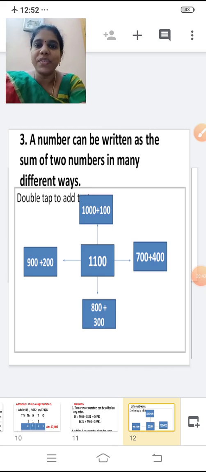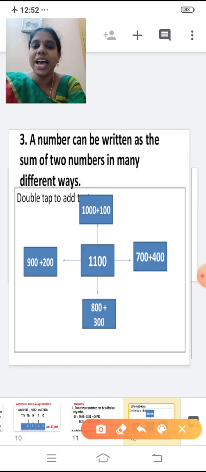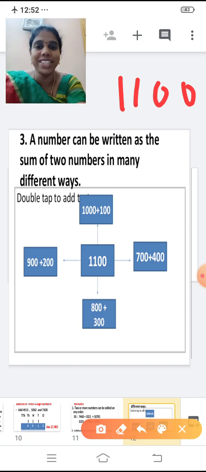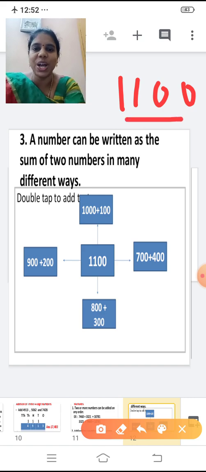A number can be written as the sum of 2 numbers in many ways. Here is one example for you. 1,100. So 1,100 we can write in many ways. How to write it? Just we'll see. We can write a number in many ways. For example, how to write 1,100?